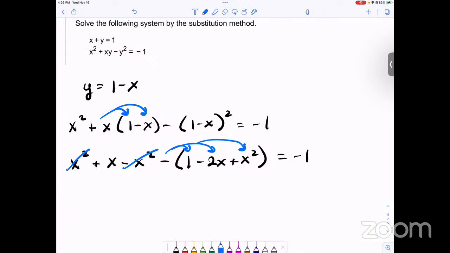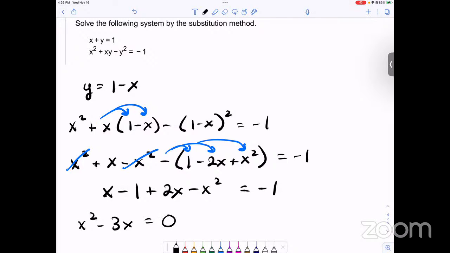So then we're left with x minus 1 plus 2x minus x squared equals -1. I'm going to move everything to the right-hand side. If I add x squared, we'll get a positive x squared minus 3x. If I add 1, we're at 0. So then this equals 0.